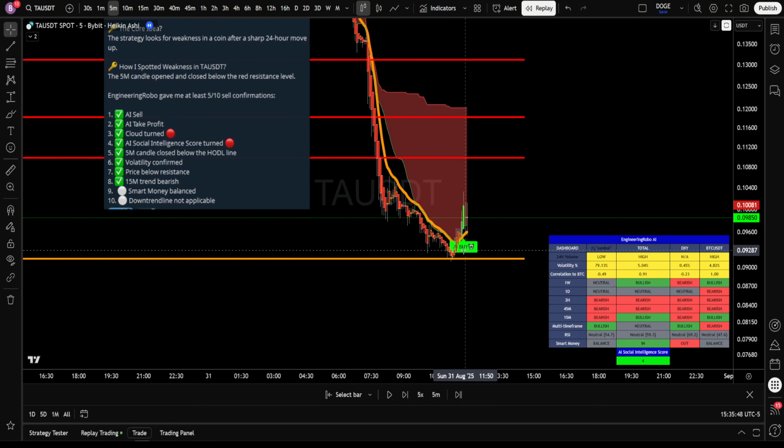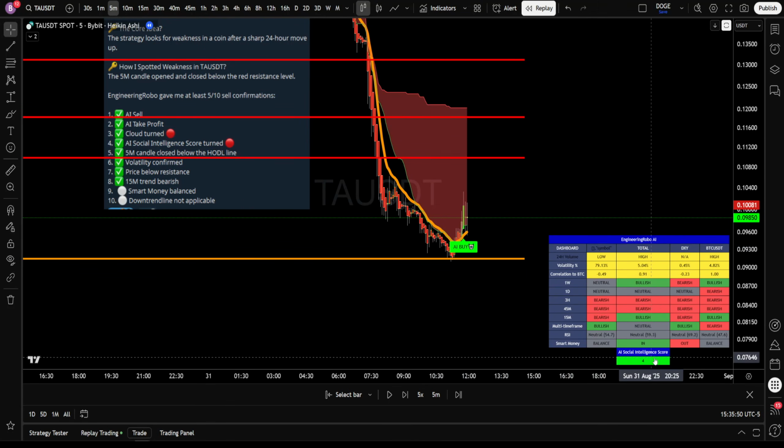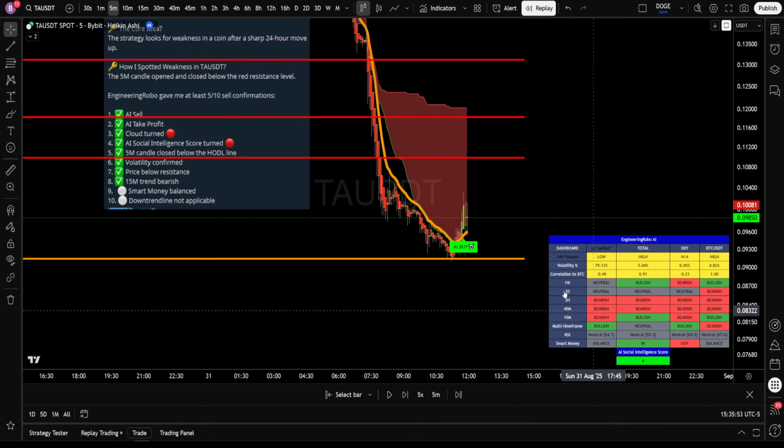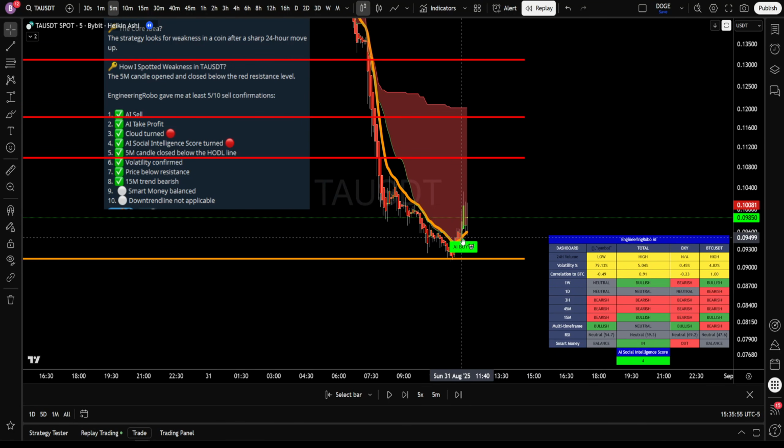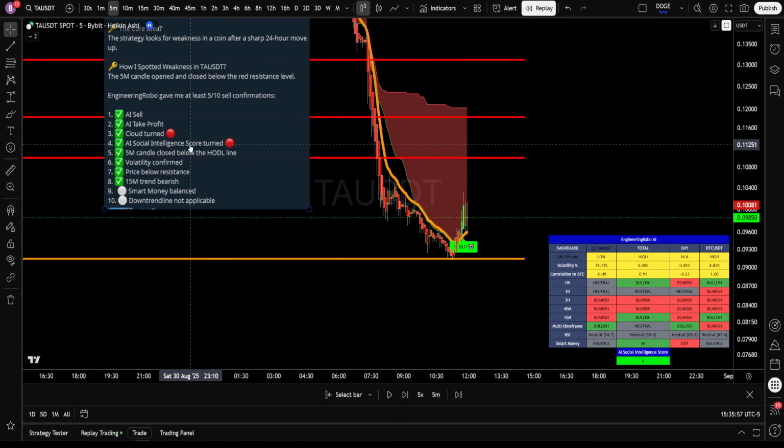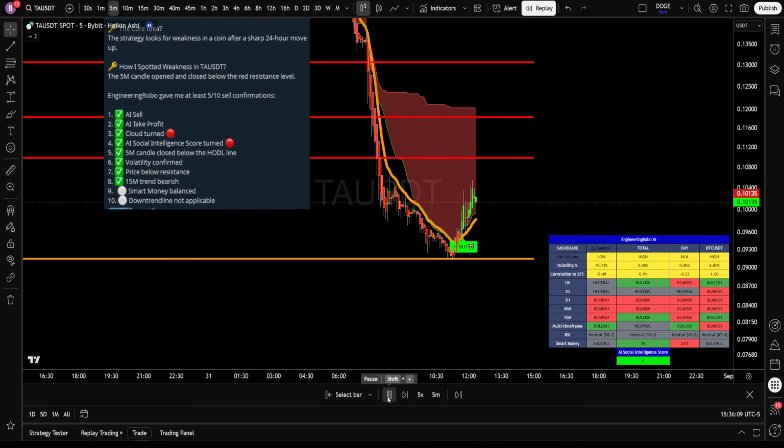So we're just looking for the reverse here. We got a buy signal. We got a green intelligence score. We are above the HODL line. That's 3. What else? Yeah, I already said we got the buy signals. 15-minute trend is still bearish, so I'm not really seeing anything there just yet.